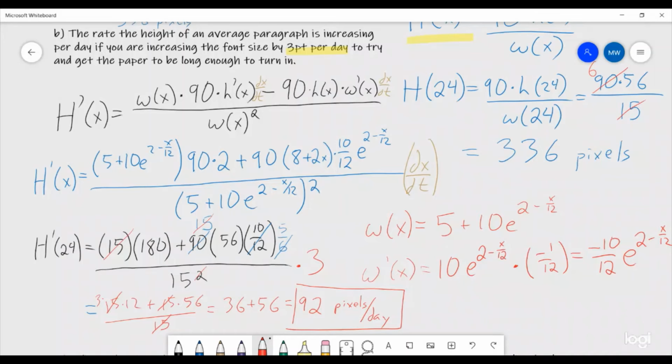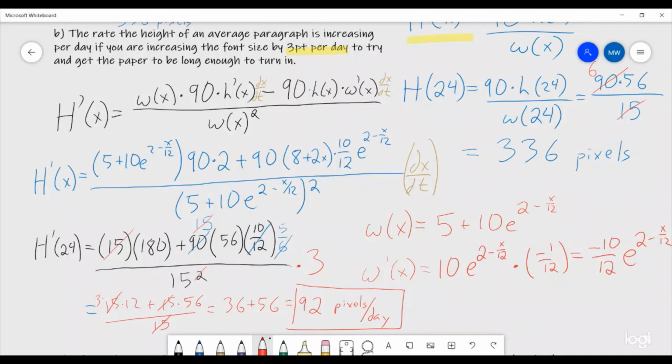Now this makes sense, because if we increase the font size by 3 points per day, that means that our height per line is increasing by 6, and then the number of lines, well, we found that at 24, there were going to be, let's see, 90 divided by 15, so about 6 lines. All of this is making sense. This is about the number that we would expect.